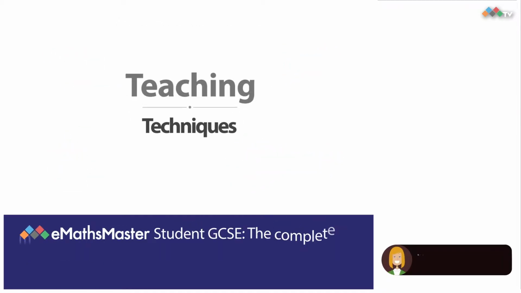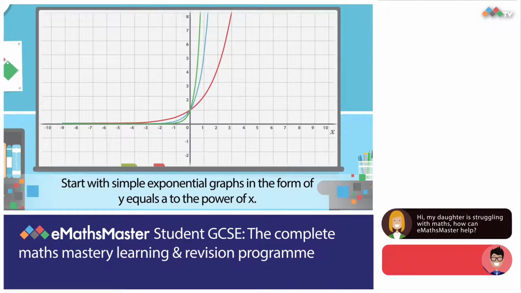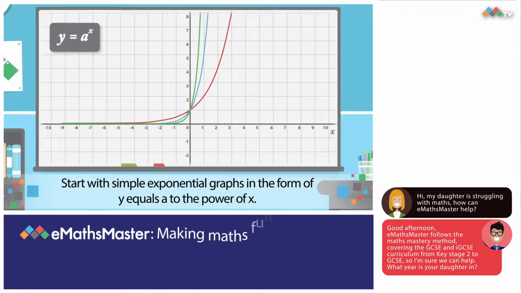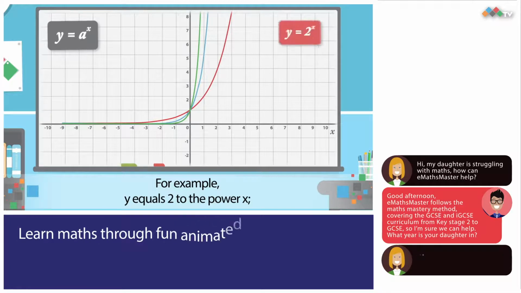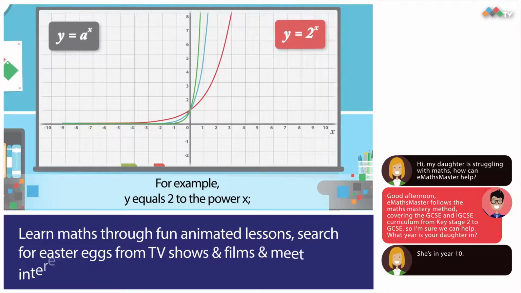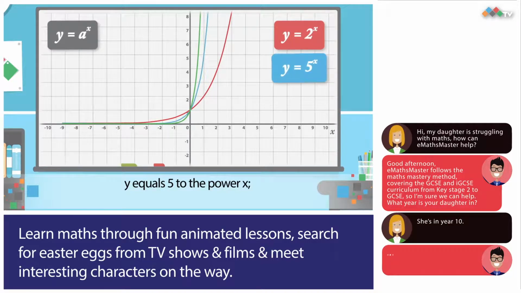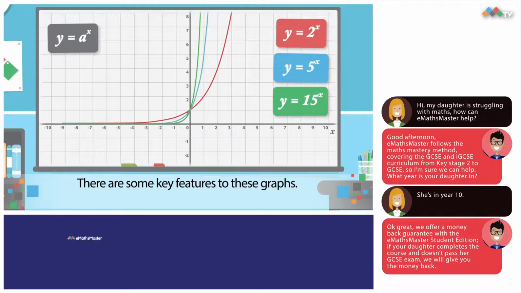Teaching techniques. Start with simple exponential graphs in the form of y equals a to the power of x. When the variable x is the power, it makes an exponential graph. For example, y equals 2 to the power x, y equals 5 to the power x, y equals 15 to the power x. There are some key features to these graphs.